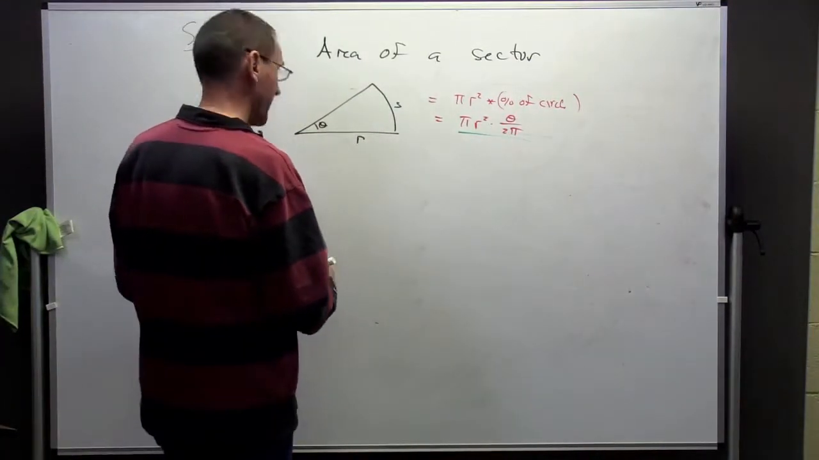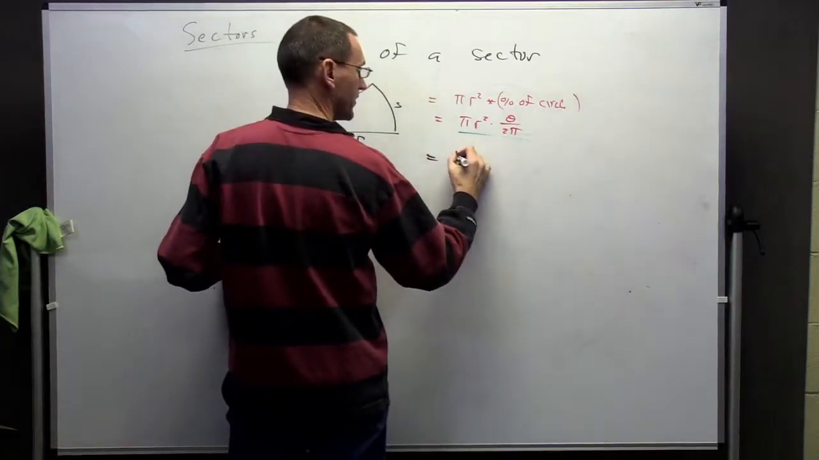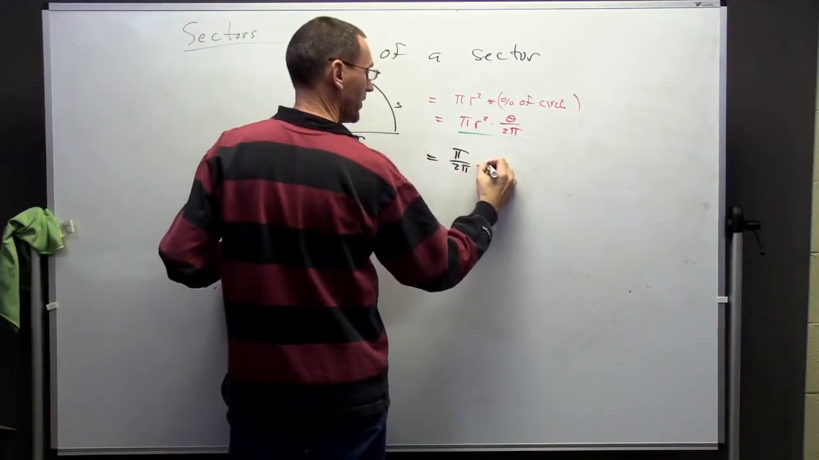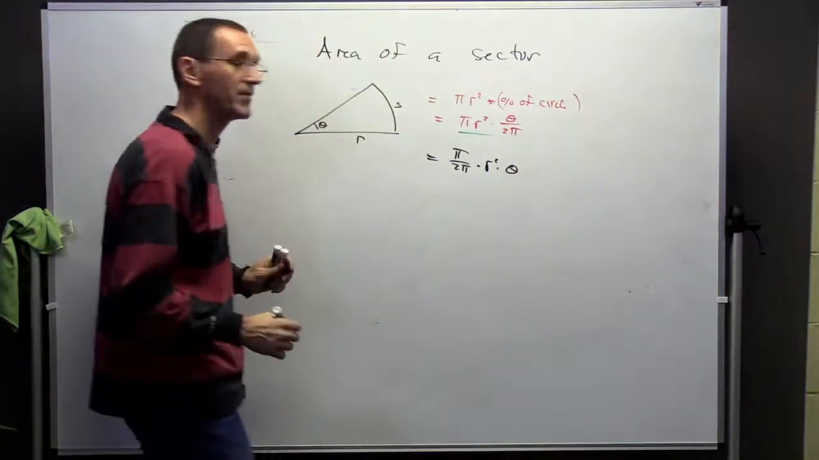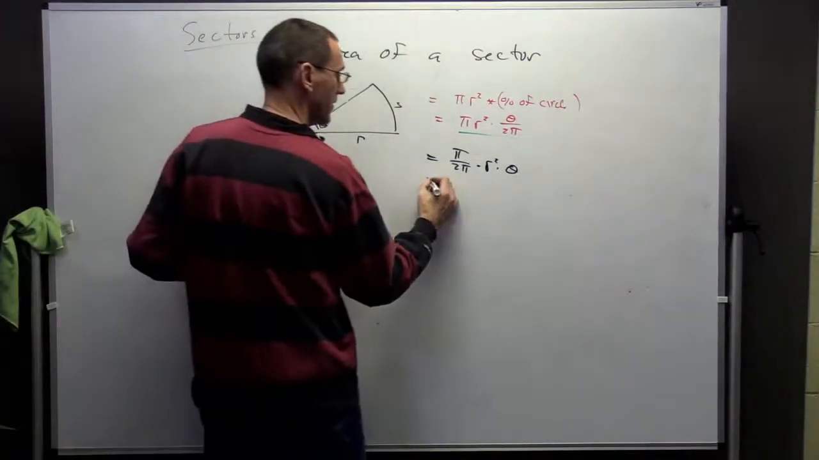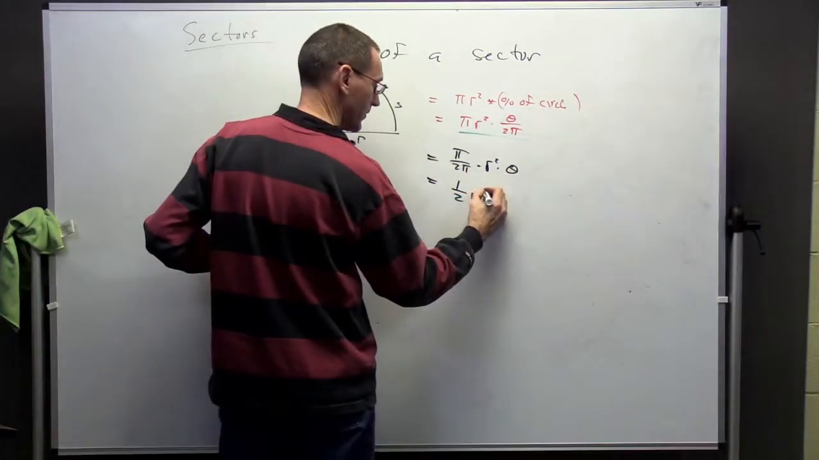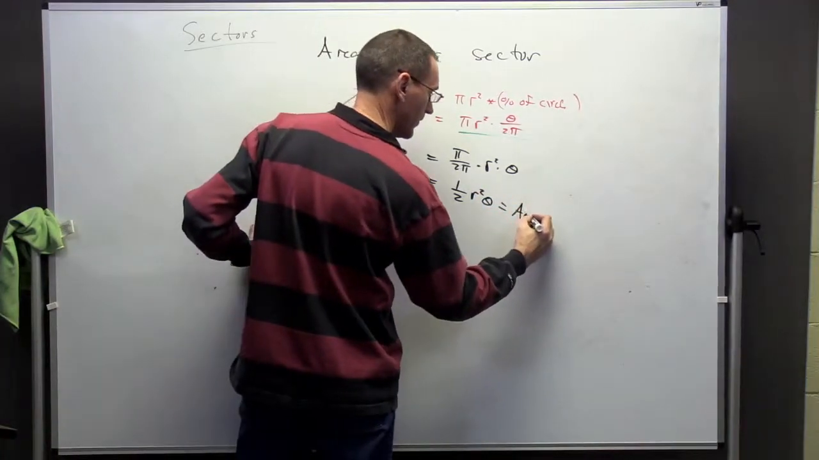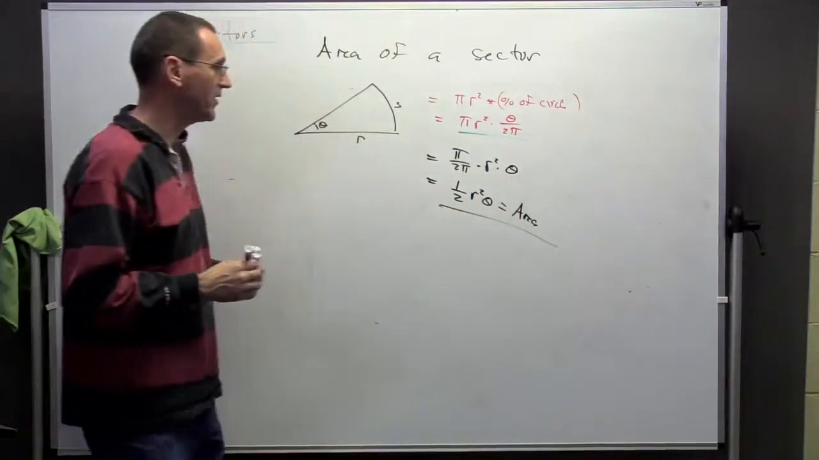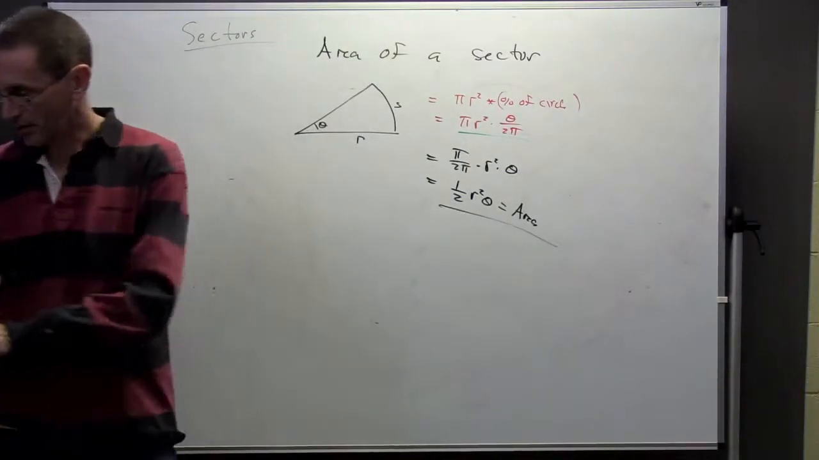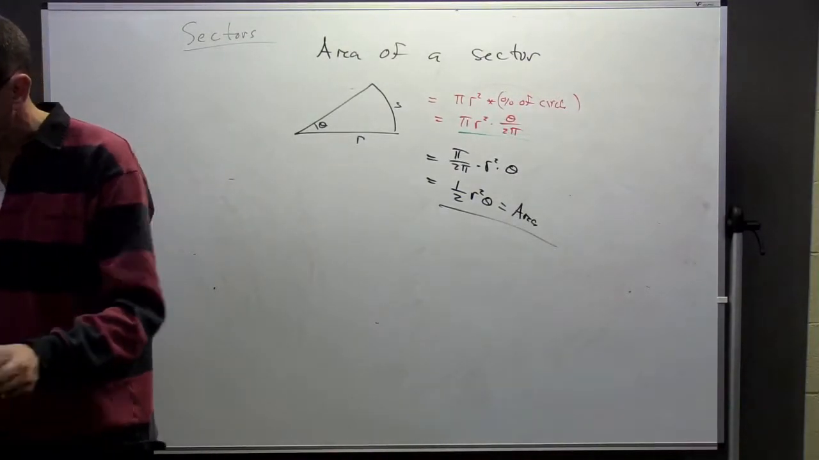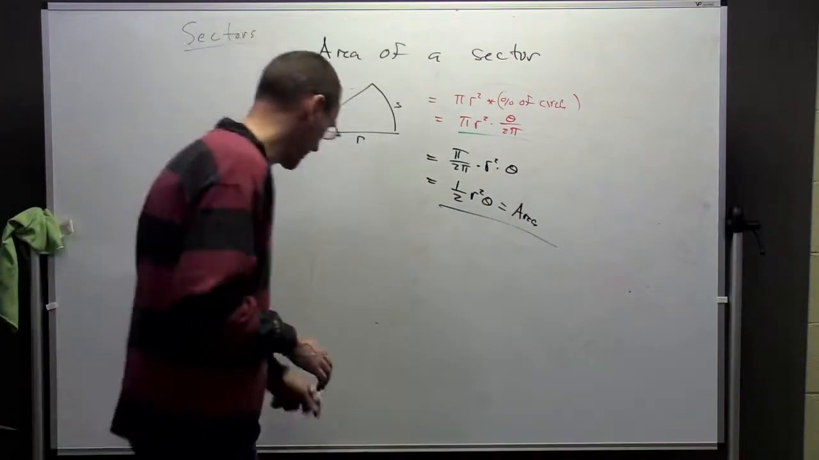If I do that, what do I get? So this is going to be pi divided by 2 pi times r squared times theta. My pi's will cancel. So I have that relationship for the area of a sector. Okay. So let's look at an example, see how we can use this.